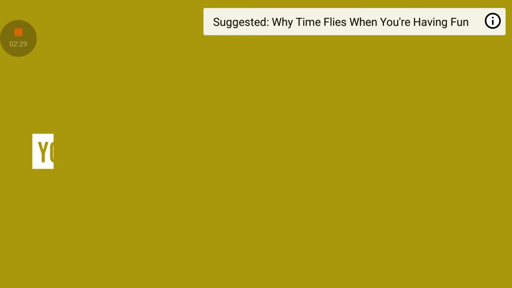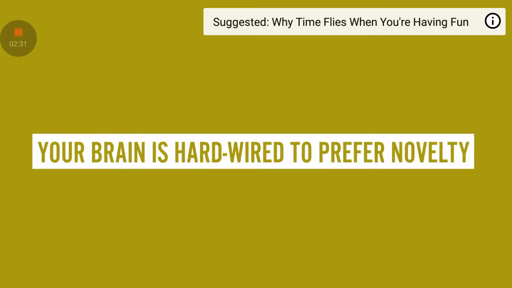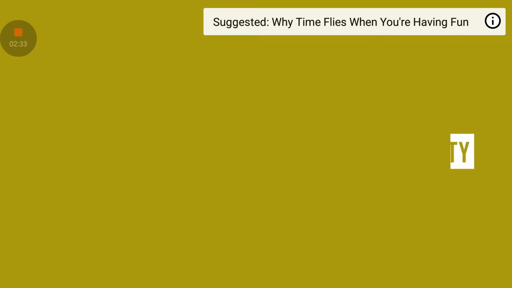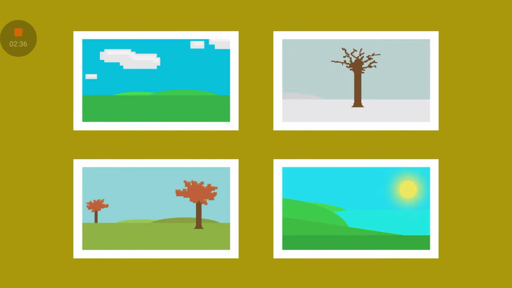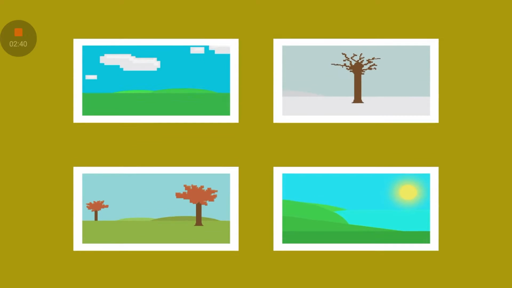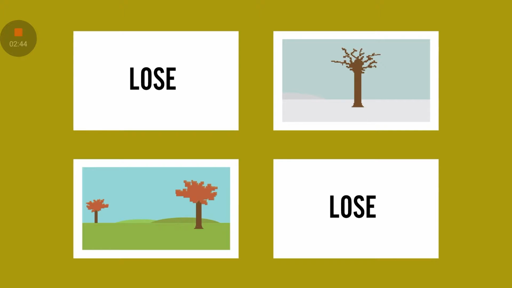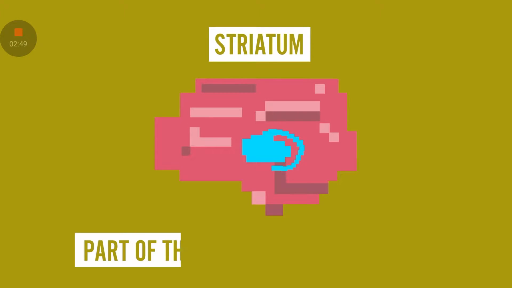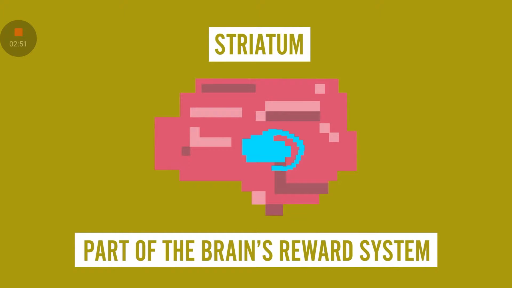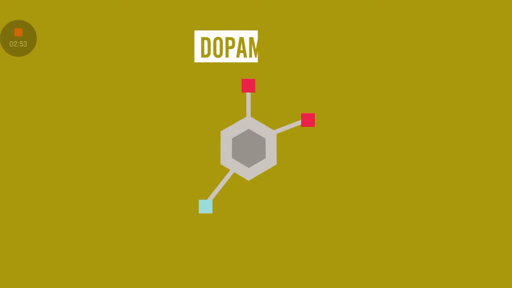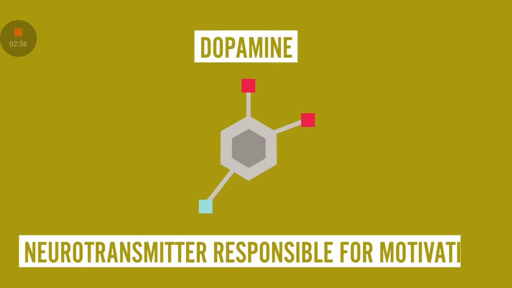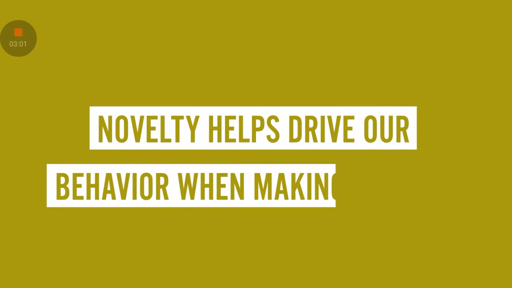And believe it or not, your brain is hardwired to prefer novelty. In an experiment, volunteers were shown 4 cards with pictures of landscapes on them. Each card was associated with a certain probability of winning money. But interestingly, when new cards were introduced, the volunteers chose that card over a known money-winning card, thinking the new card will have a higher reward. The striatum, part of the brain's reward system, became active during these novel choices. And it's thought that dopamine, the neurotransmitter responsible for motivation, is the culprit. Apparently, novelty helps drive our behavior when making choices.